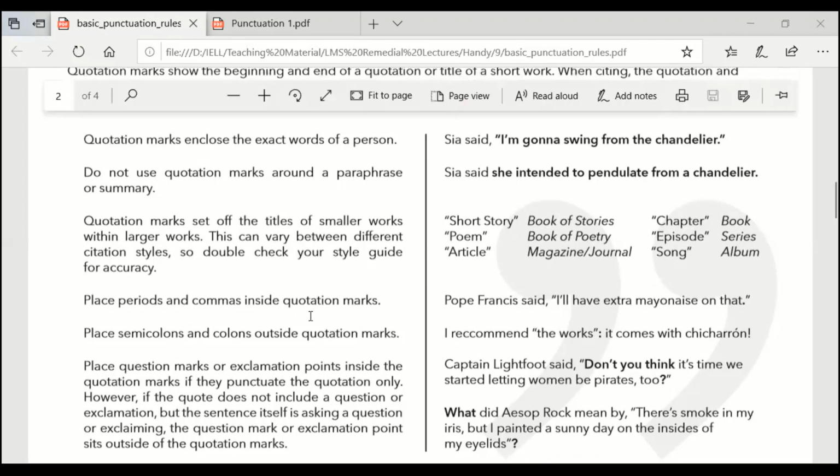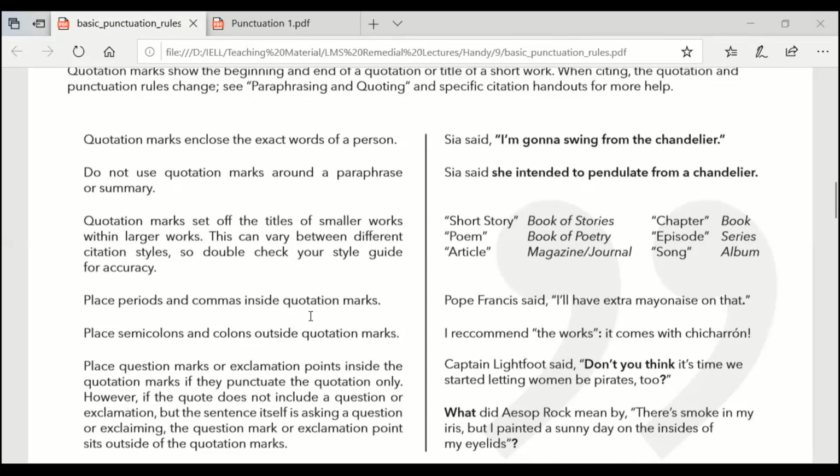Okay, use periods and commas inside quotation marks. This is again a very common mistake and often a very common confusion, that if you're using quotation marks, where should we put the full stop? We know where we use a full stop, right? We use a full stop at the end of a sentence. That is one use of the full stop. So when there is a complete sentence written inside the quotation marks, the rule is that it should have the full stop within the quotation marks.